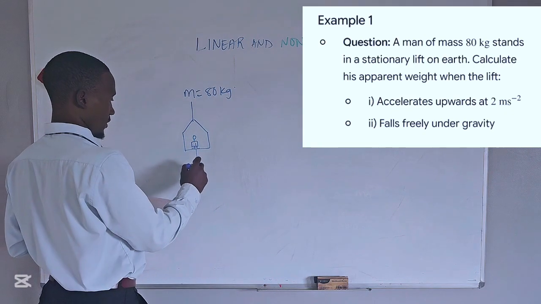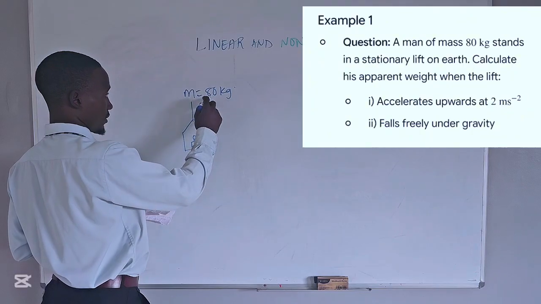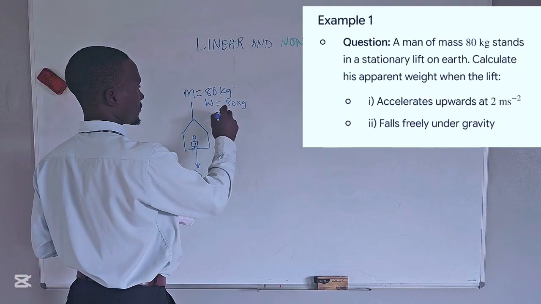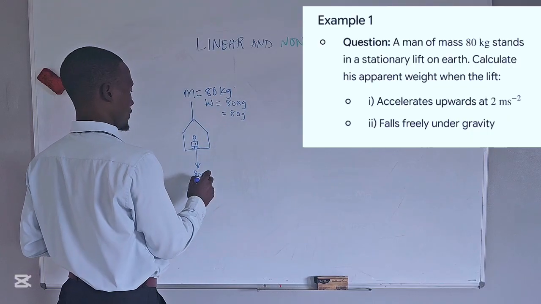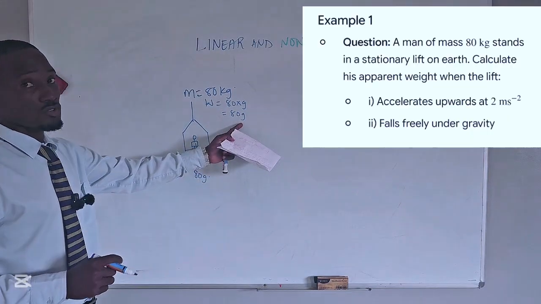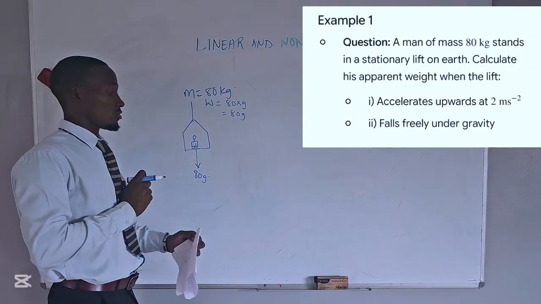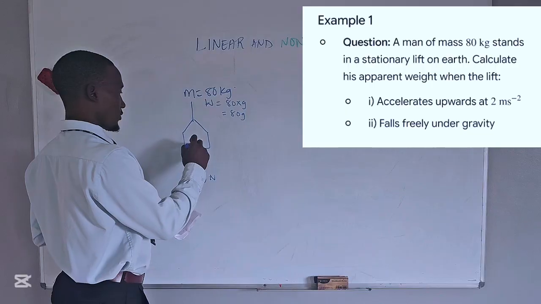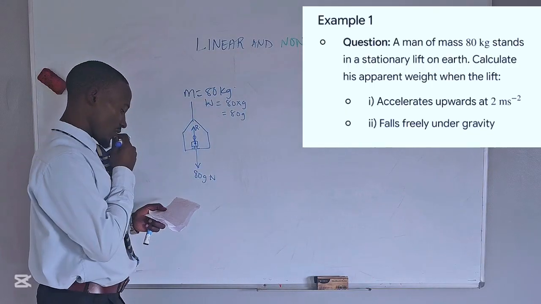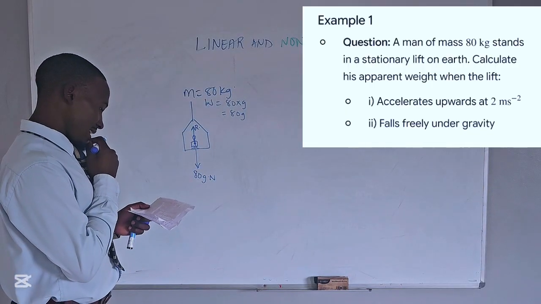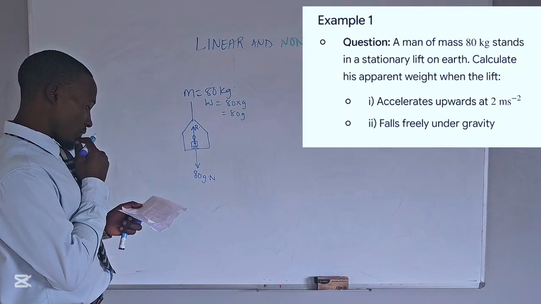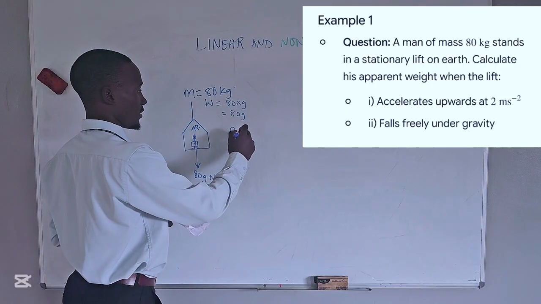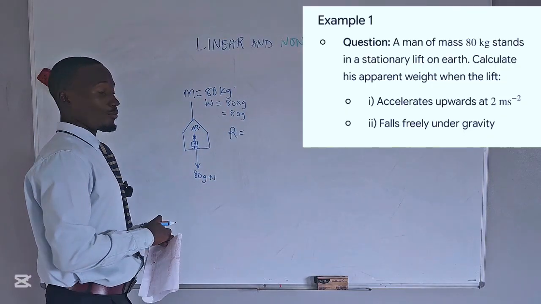So this man is 80 kilograms. His weight will be 80 times acceleration due to gravity, which is 80 g. That g is not grams, it is acceleration due to gravity. So this is in newtons. So there will be a reaction on this man, and they're asking us to calculate his weight, his apparent weight, that is the R, when the lift is accelerating upwards.